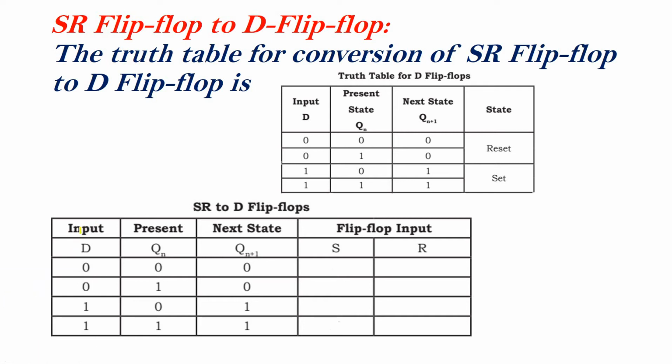So first, what are the values I have to put here? Input, present state, next state, flip-flop input. First of all, I am going to fill the characteristic table or truth table of the D flip-flop here. D, Qn, Qn plus 1. I have to copy down these values here. Afterwards, I am going to explain how to find out the flip-flop inputs.